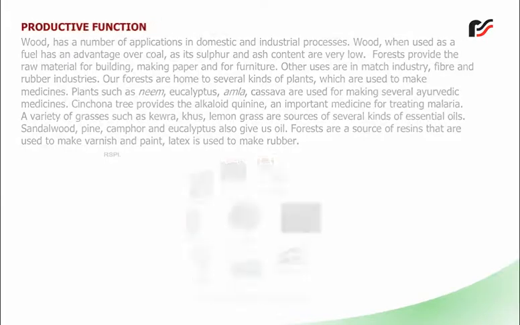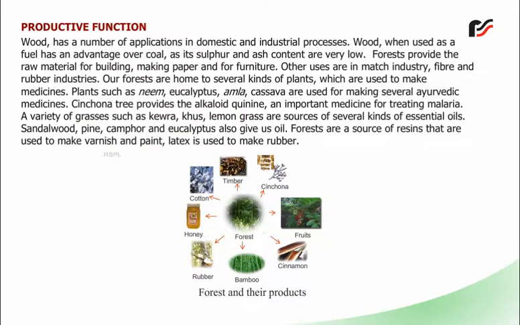Productive function. Wood has a number of applications in domestic and industrial processes. Wood, when used as a fuel, has an advantage over coal as its sulfur and ash content are very low. Forests provide the raw material for building, making paper, and for furniture. Other uses are in match industry, fiber, and rubber industries.